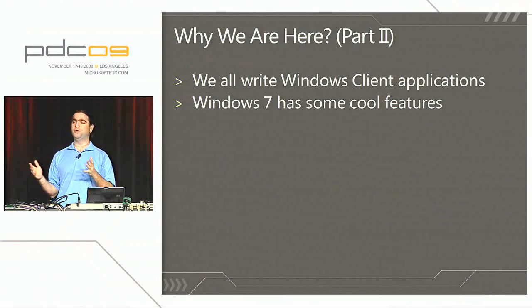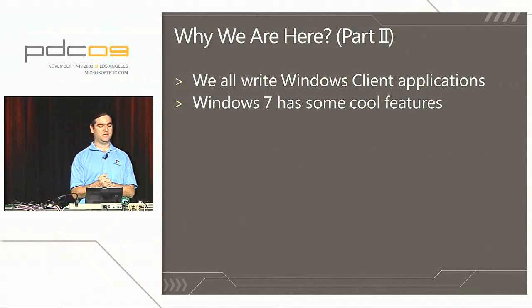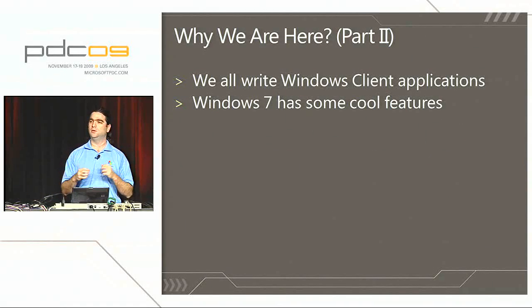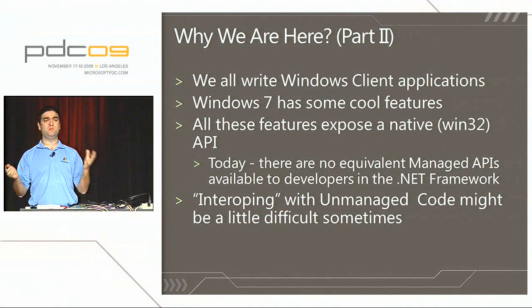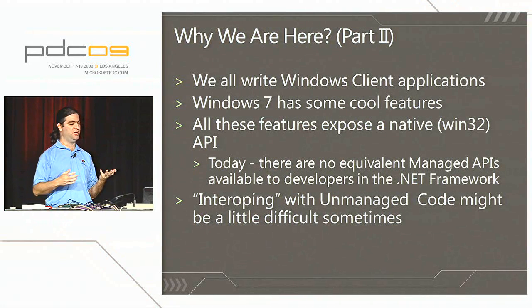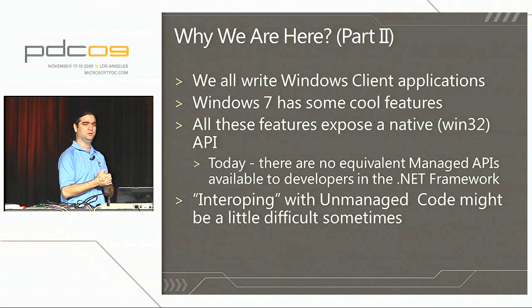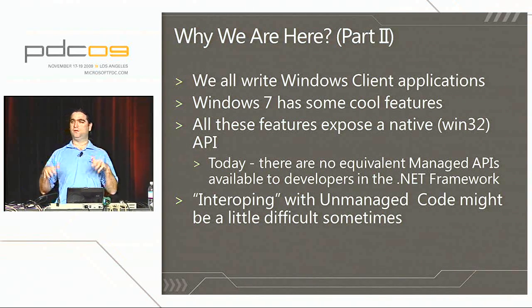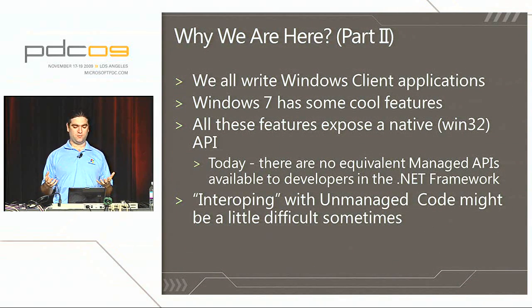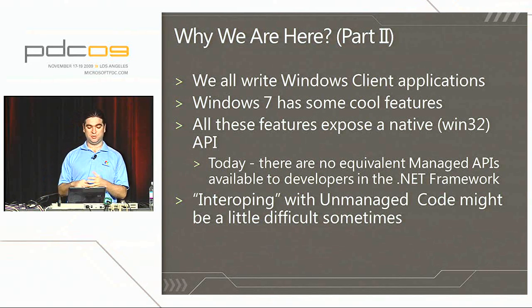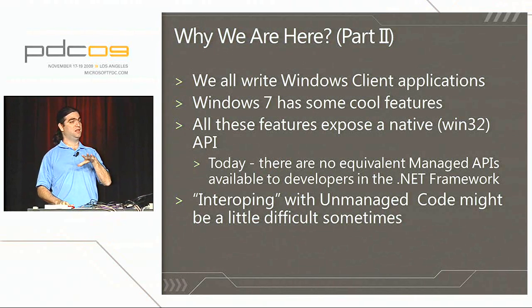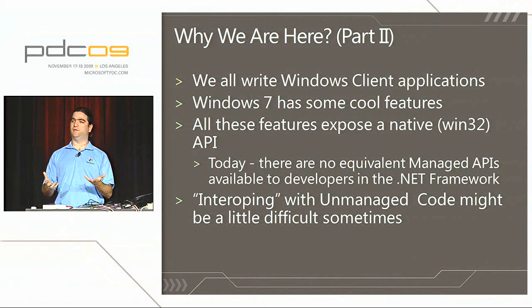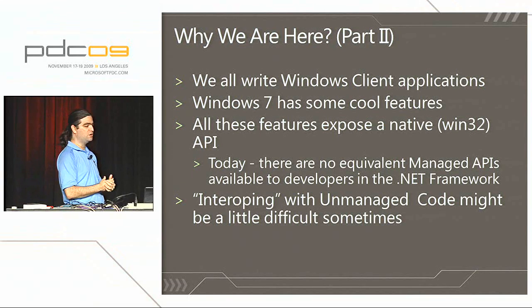So we're all developers. We have established the fact that Windows 7 has some cool features that we want to use. What next? Well, surprisingly or not, we discovered that all the APIs that we've just seen expose a native Win32, COM, whatever you want to call it, API, right? And if you look at the .NET Framework today, you don't really see any managed API that you can use. There's no Windows 7, there's nothing else in the framework that you can actually leverage today. So what are the solutions?